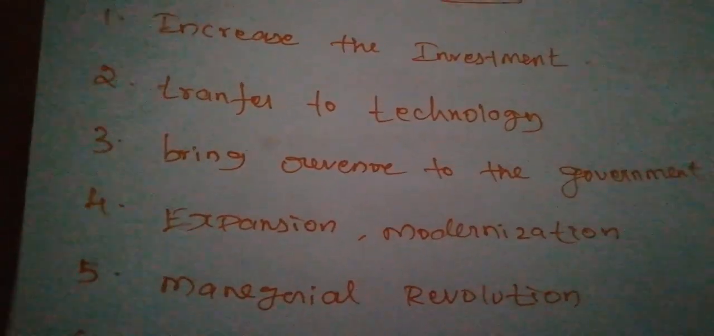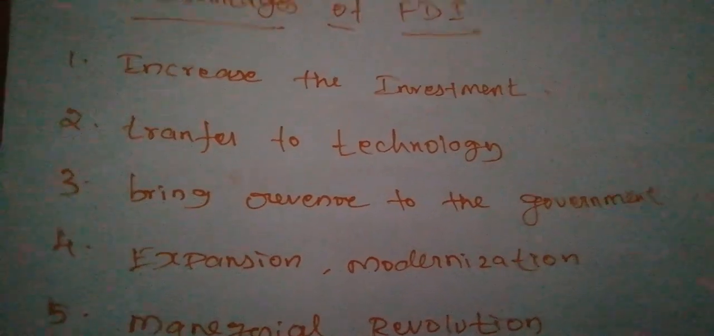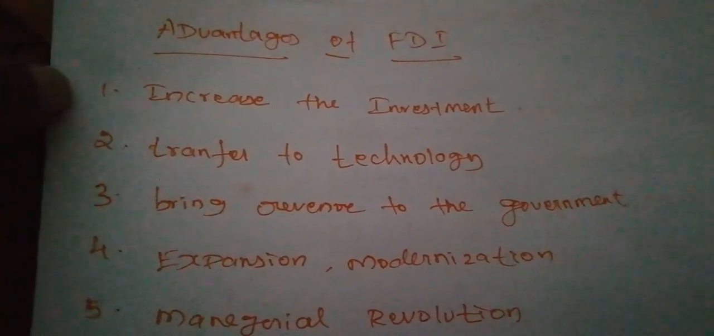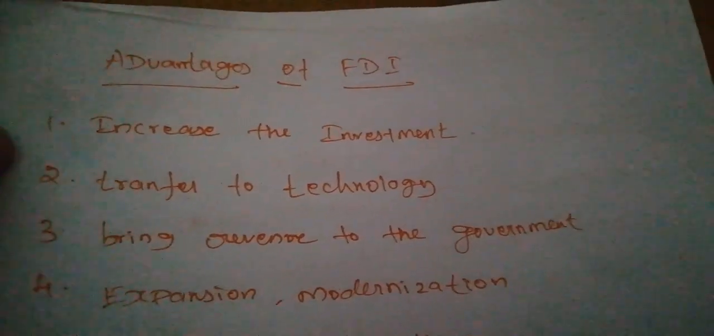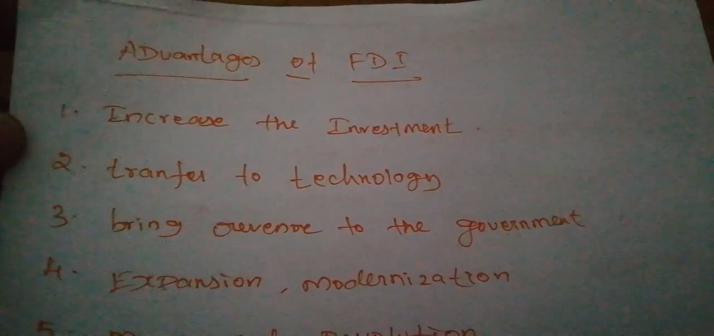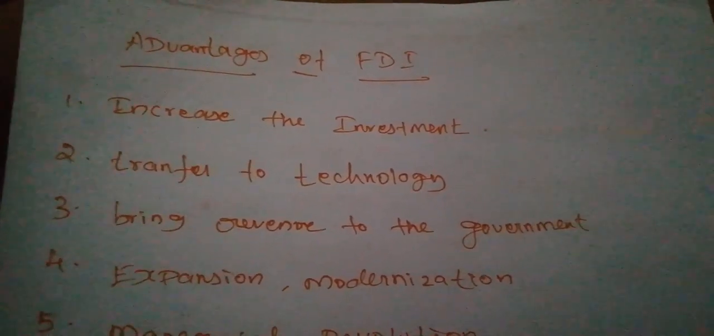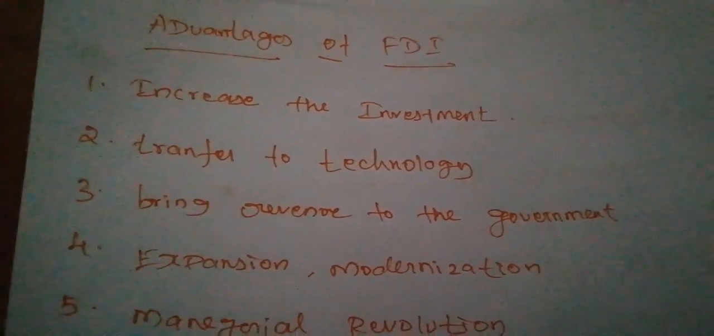Next, diversification and minimization of competitive risk. If you want to increase the supply of commodities, competition will increase. But if you allow foreign direct investment, we can minimize the competitive risk. Without any such risk, we can build more markets.